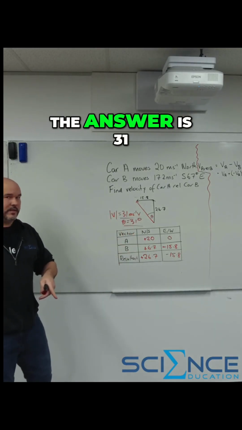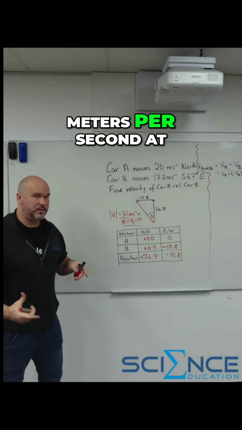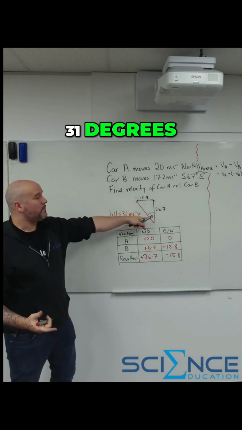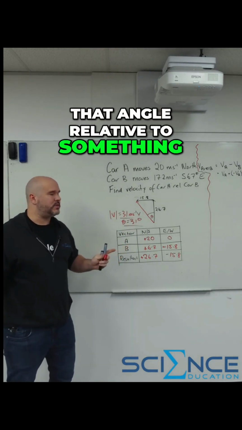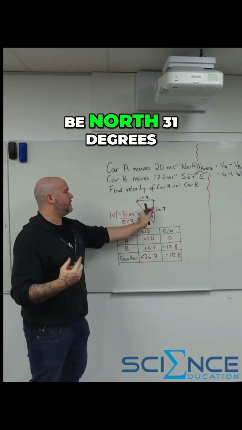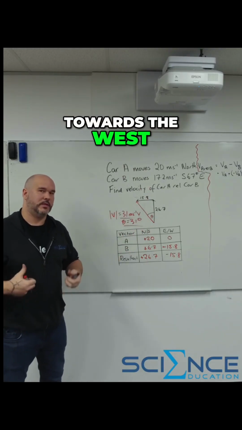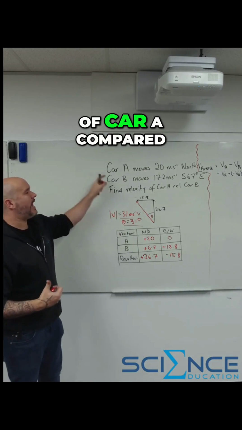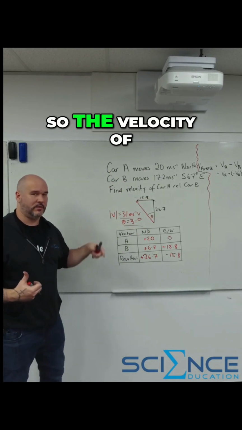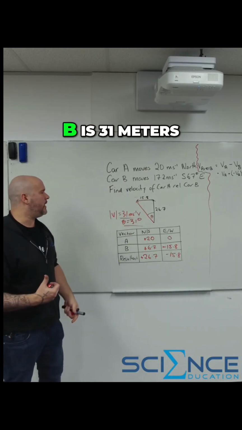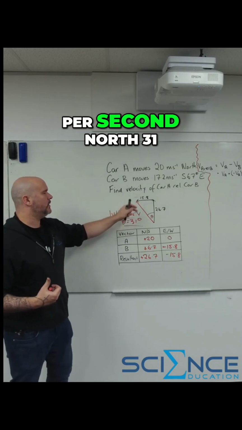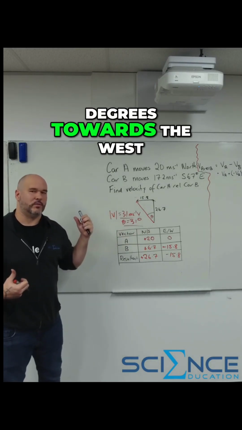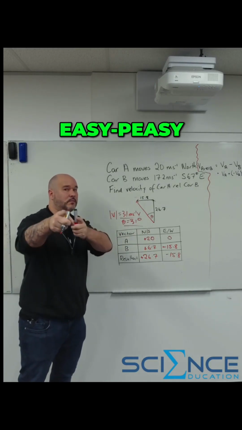So the answer is 31 meters per second at 31 degrees. Make sure you make that angle relative to something. So it's going to be north 31 degrees towards the west. Easy peasy. So the relative velocity of car A compared to car B, so the velocity of car A relative to car B, is 31 meters per second, north 31 degrees towards the west. Easy peasy, got you an extra mark.